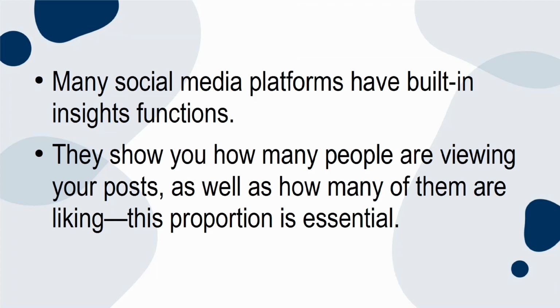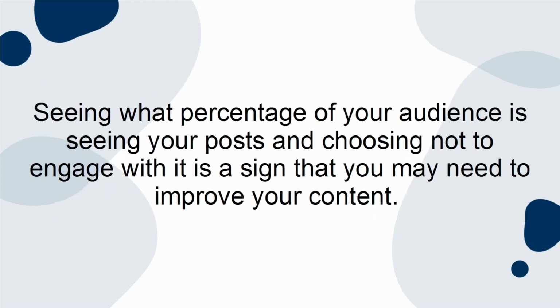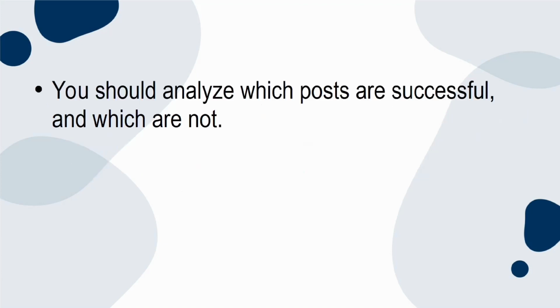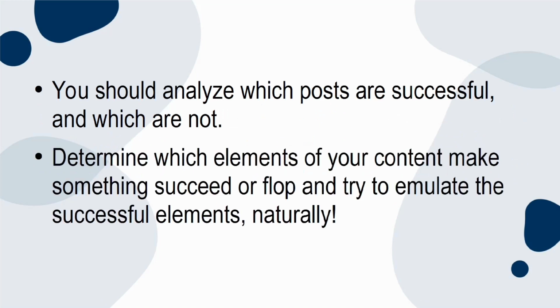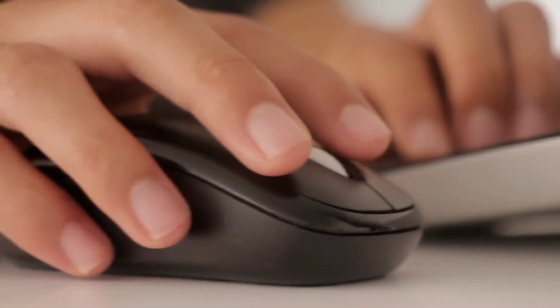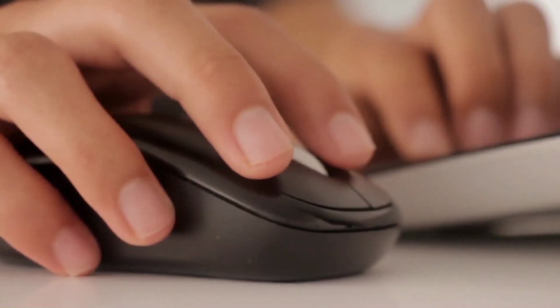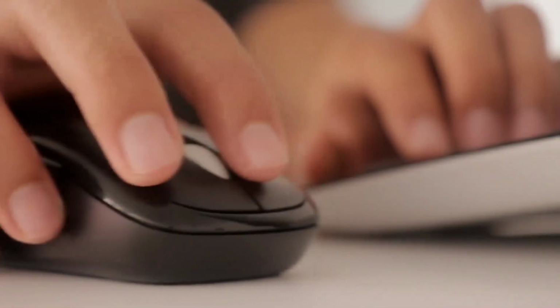This proportion is essential. Seeing what percentage of your audience is seeing your posts and choosing not to engage with it is a sign that you may need to improve your content. You should analyze which posts are successful and which are not. Determine which elements of your content make something succeed or flop, and try to emulate the successful elements naturally. You should also test the click-through rate and whether it translates tangibly into sales.